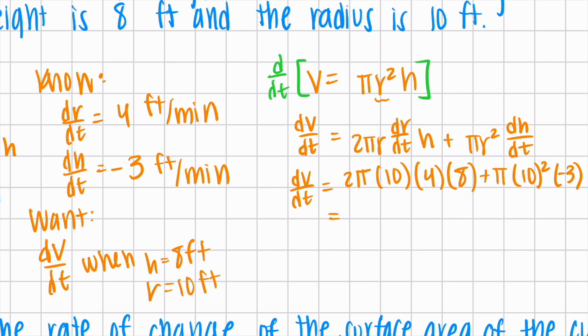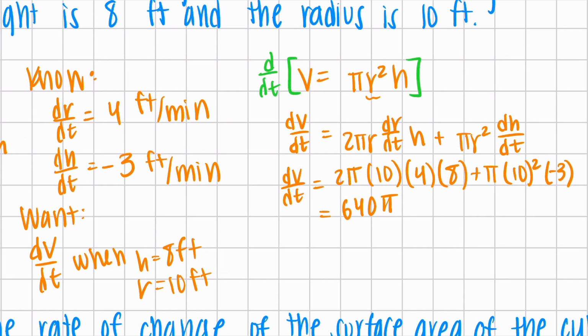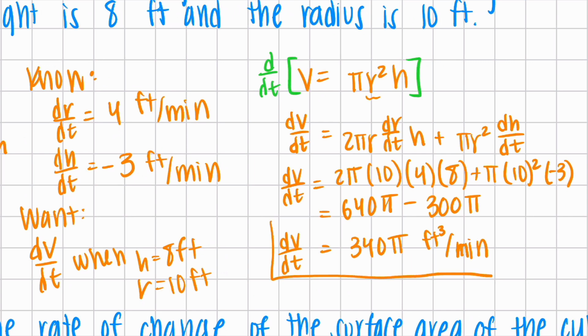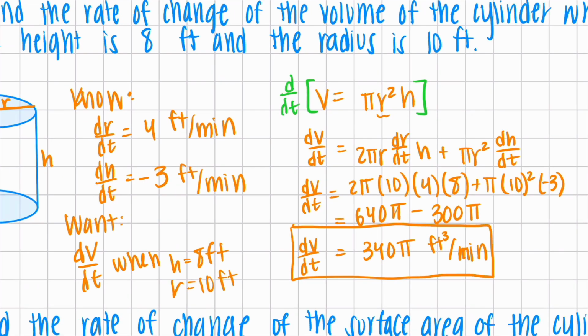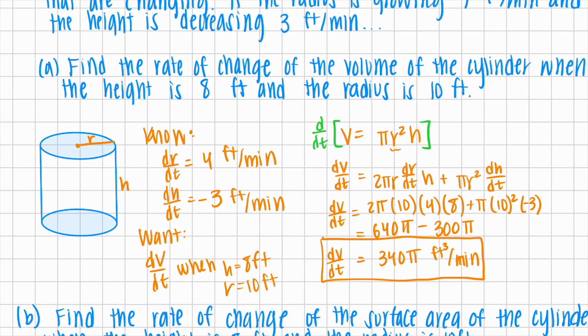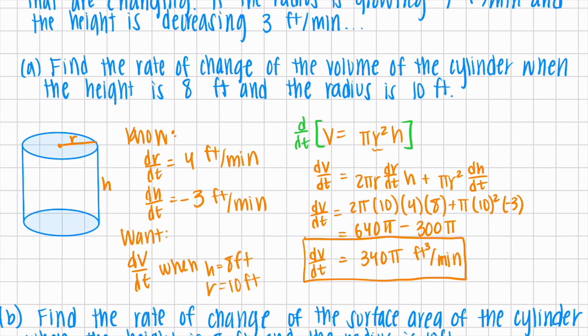Simplify, let's see, I get 8 times 8, which is 64, so 640 pi minus 300 pi. This is going to be dV/dt. That's going to be 340 pi. Volume, so feet cubed per minute. So my volume is increasing 340 pi feet cubed per minute.